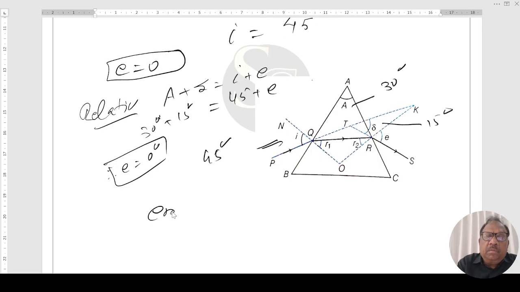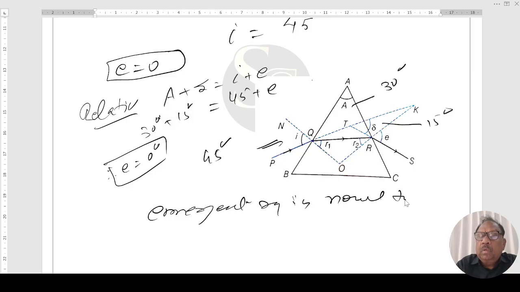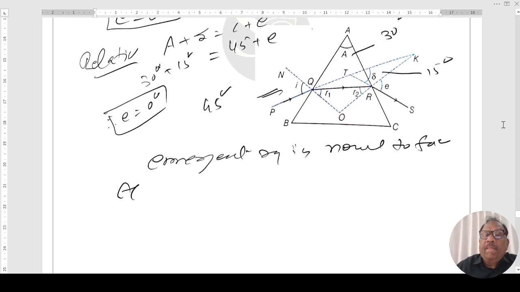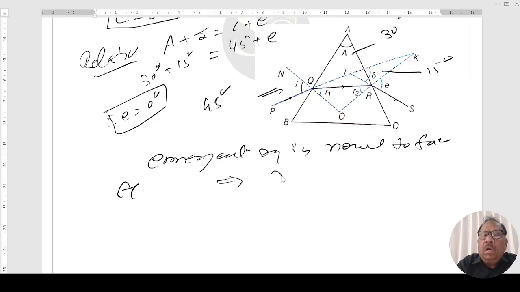the emergent ray is normal to face AC like this, right? In that case, R2 will be equal to 0.